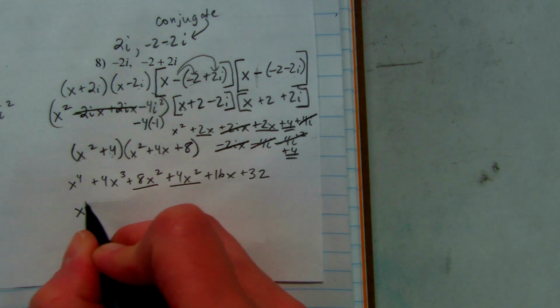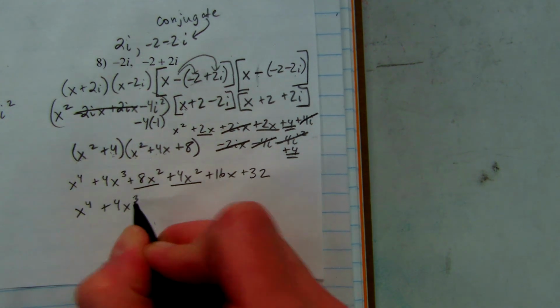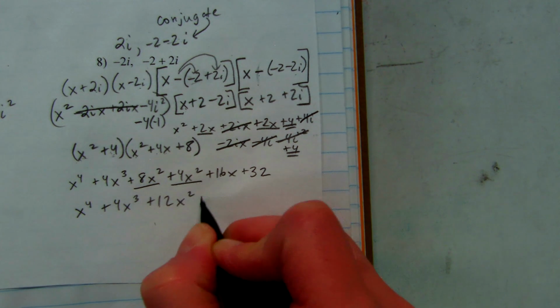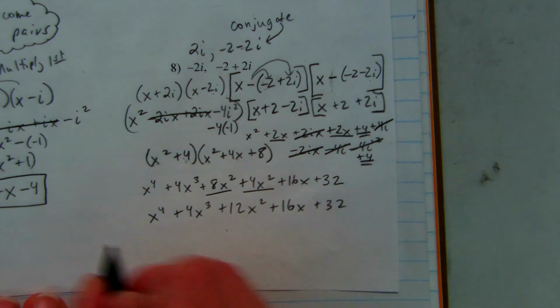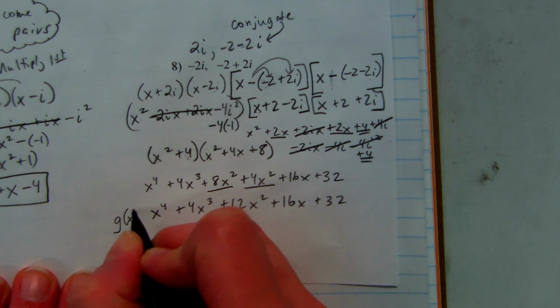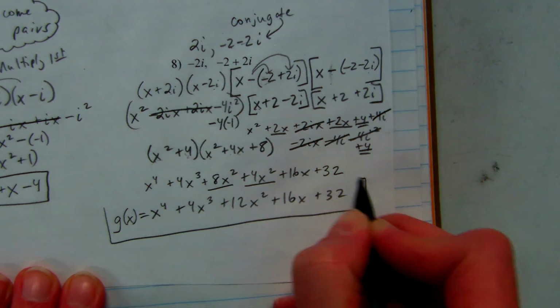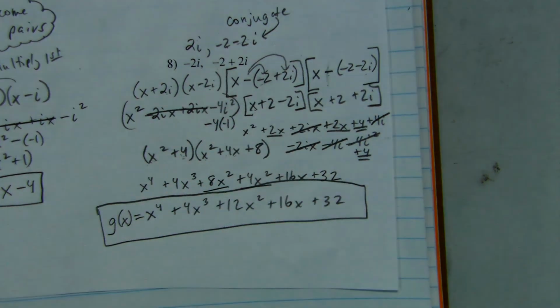So it's x to the 4th plus 4x cubed plus 12x squared plus 16x plus 32. And we have to name it. I'm going to call it g of x just because that comes after f, which is what I used in the last one. It does just take a lot of work.